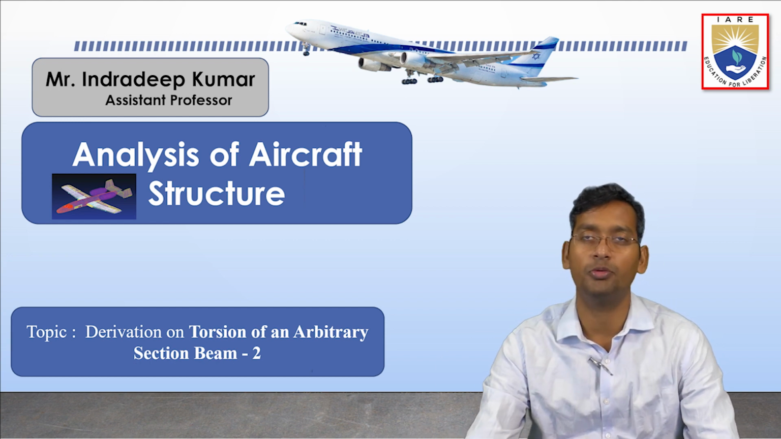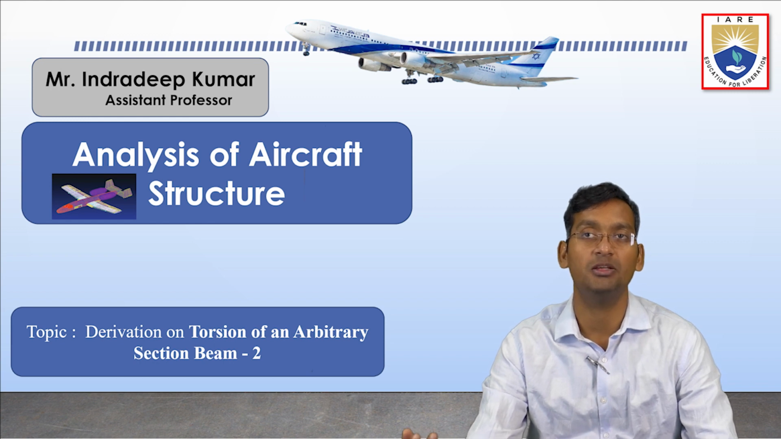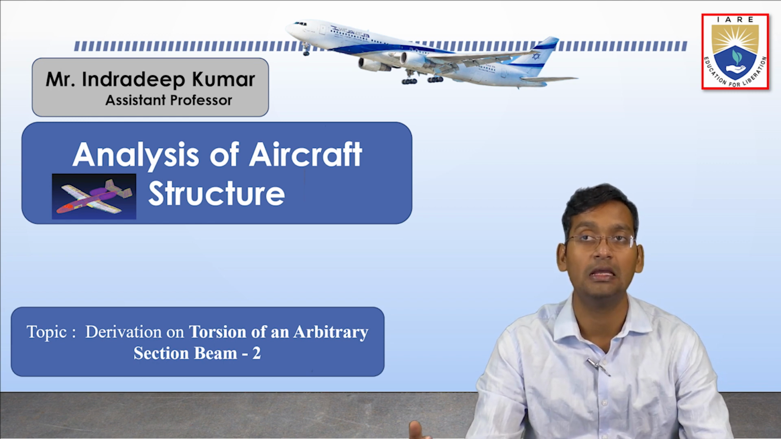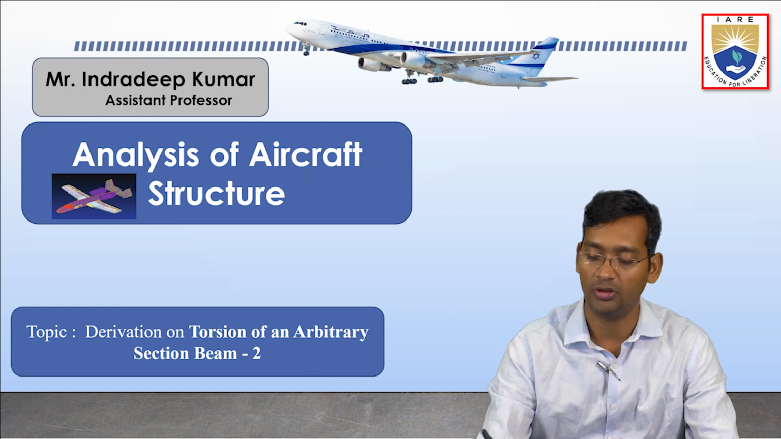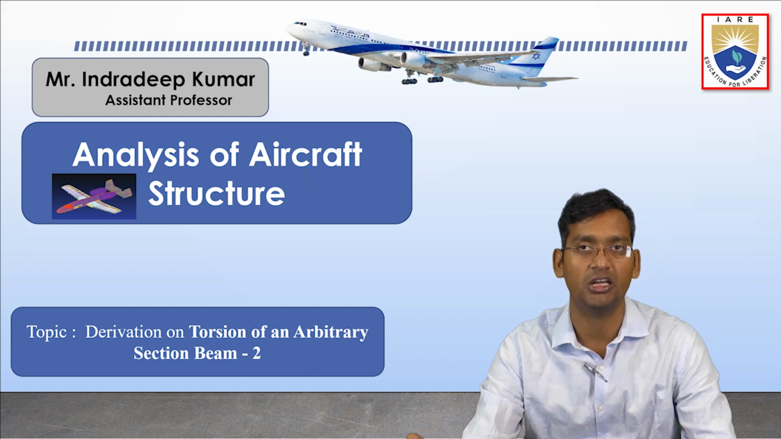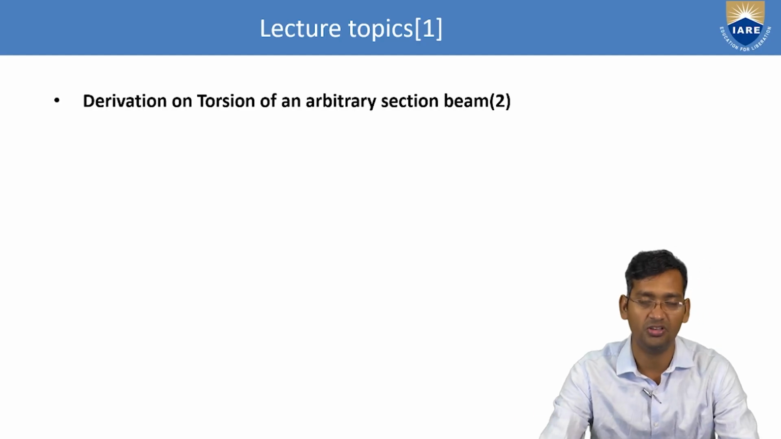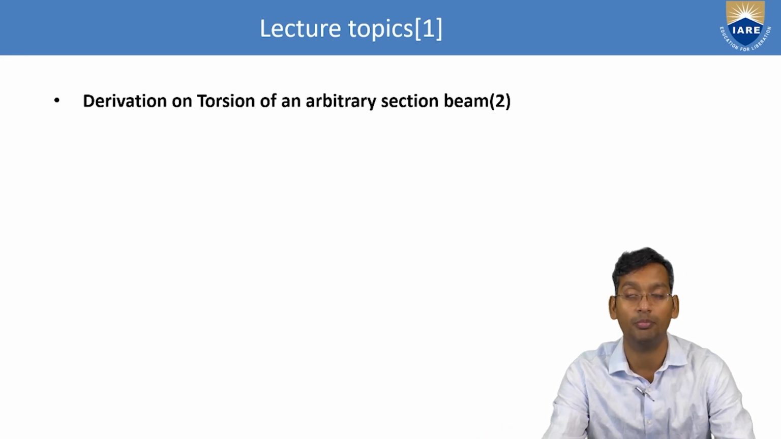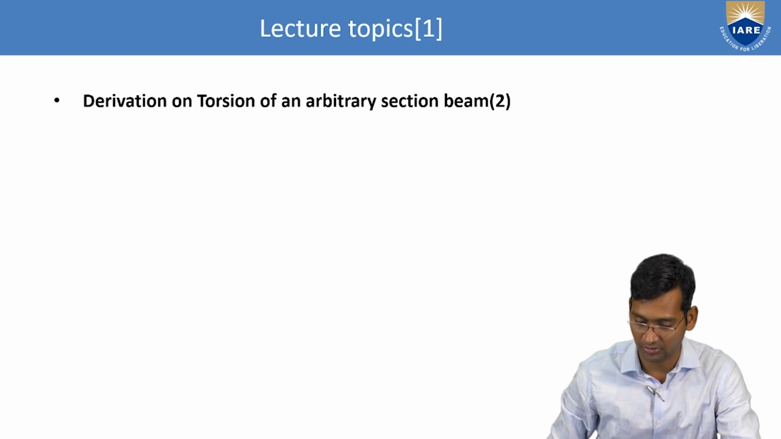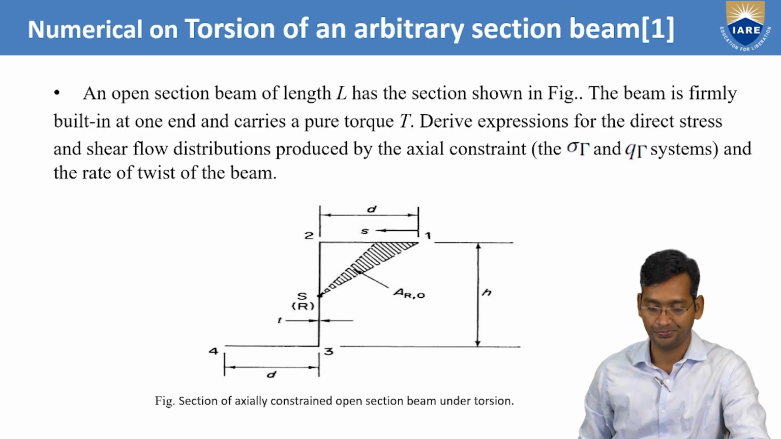Continuing from the previous video, in this video we will again see the derivation of torsion of an arbitrary section beam of different types. That's why I mentioned the second part here. So the lecture topic is derivation on torsion of an arbitrary section of different type. What are the possibilities? Differentiation, that will be the derivation for that.